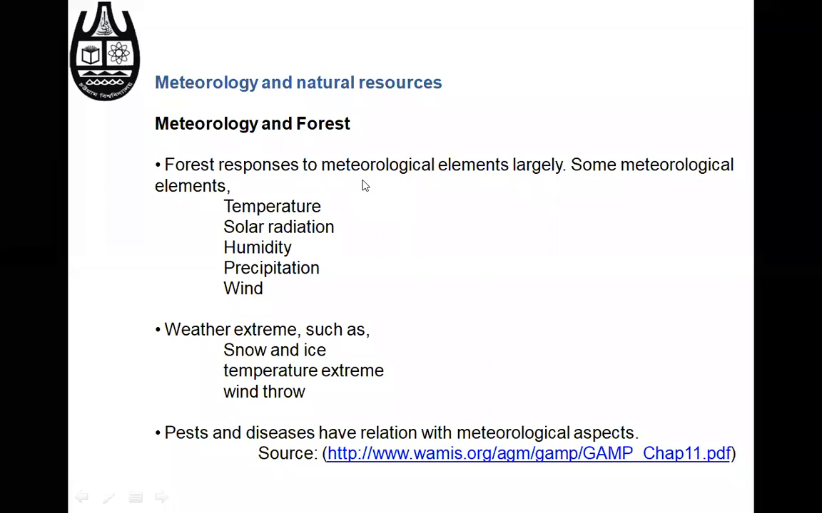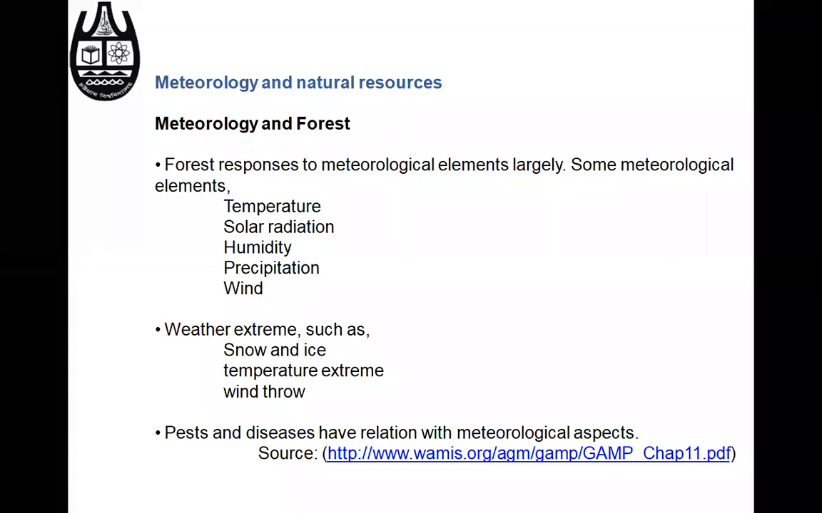So starting from the very first, what are the different meteorological attributes that can influence different natural systems, particularly the forest resources? First of all, the important meteorological factors are temperature, solar radiation, humidity, precipitation, and wind.